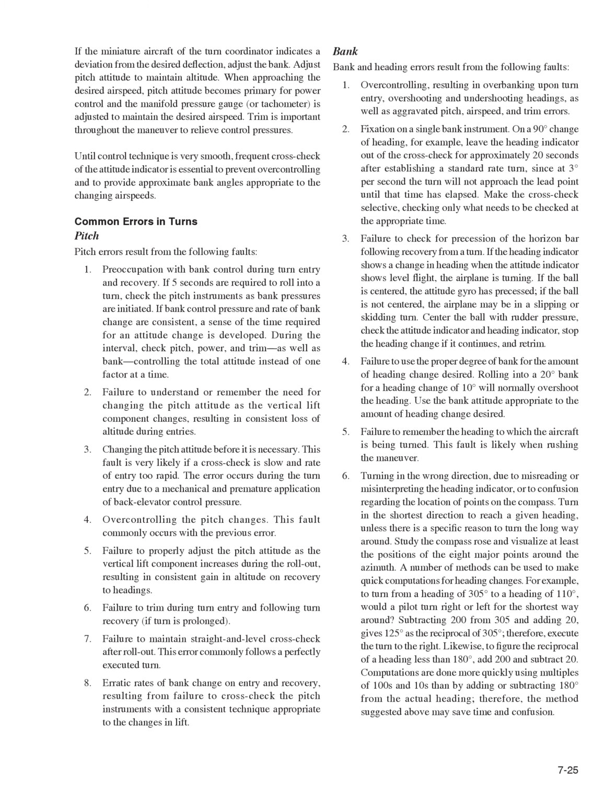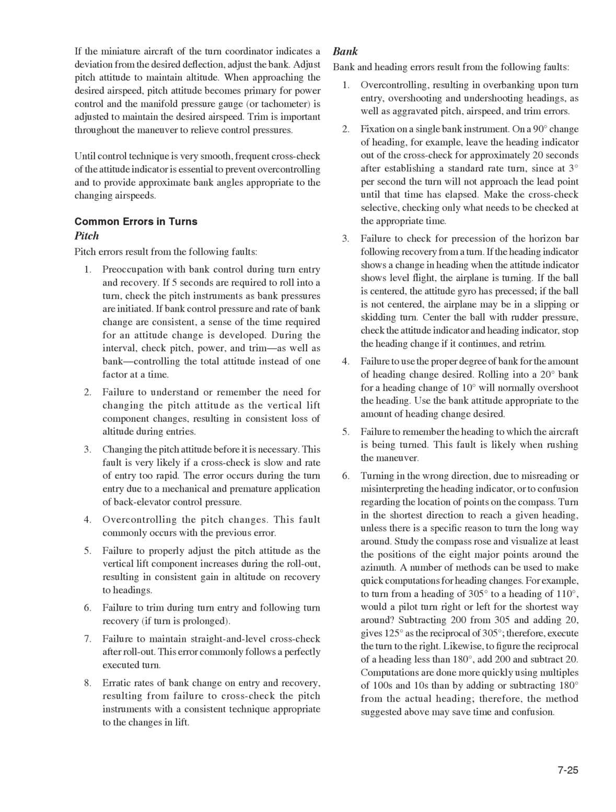1. Over-controlling, resulting in overbanking upon turn entry, overshooting and undershooting headings, as well as aggravated pitch, airspeed, and trim errors. 2. Fixation on a single bank instrument. On a 90 degrees change of heading, for example, leave the heading indicator out of the cross-check for approximately 20 seconds after establishing a standard rate turn, since at 3 degrees per second the turn will not approach the lead point until that time has elapsed. Make the cross-check selective, checking only what needs to be checked at the appropriate time.